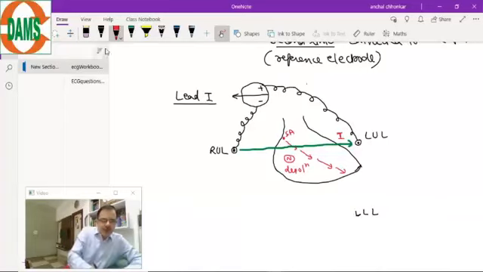Now my question to you, if we see in lead 1, all of you have done the basics. Atrial depolarization is represented by the P wave. Ventricular depolarization is represented by the QRS complex.